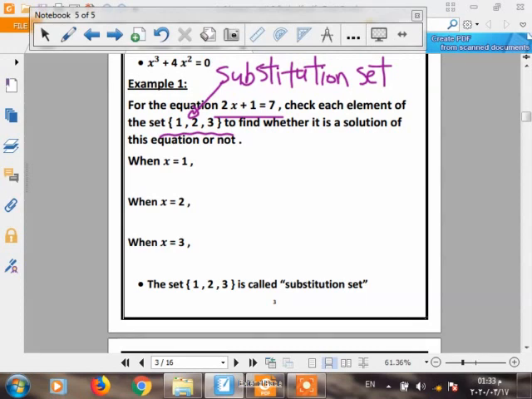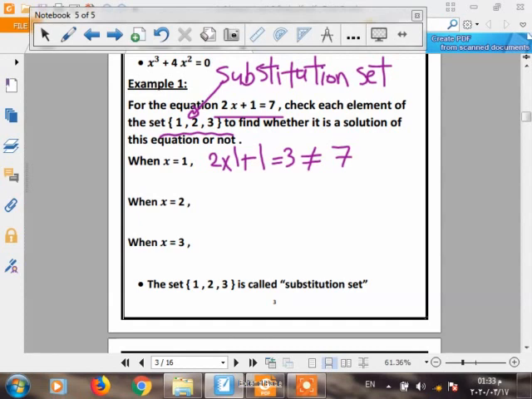I use the first element, which is 1. When x equals 1, I find the result of the left side. It's 2 times 1 plus 1. 2 times 1 equals 2. 2 plus 1 equals 3. But 3 is not equal to 7. So 1 cannot be in the solution set.